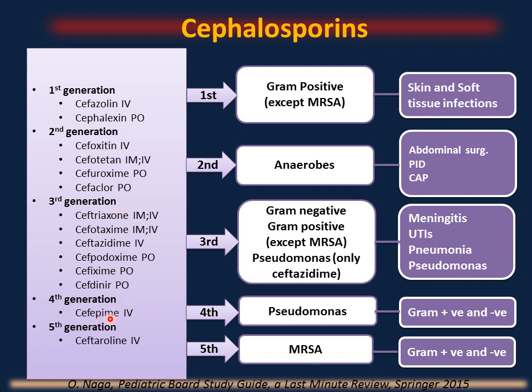4th generation cefepime is IV, a stronger antibiotic. It has the same strength as 1st generation for gram positive. It has the same strength for gram negative as 3rd generation, plus it covers for Pseudomonas bacteria. 5th generation is much stronger. Ceftaroline is IV and covers for MRSA.